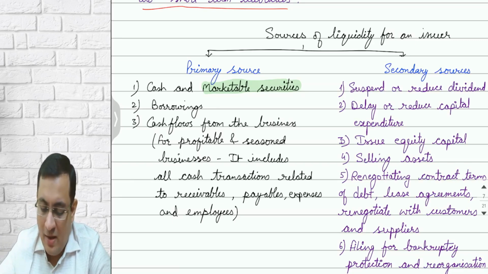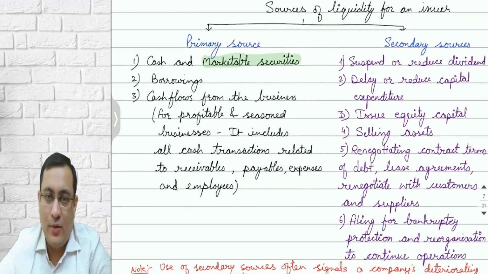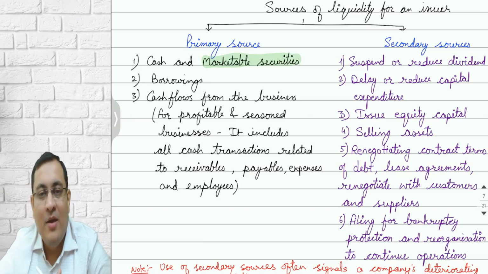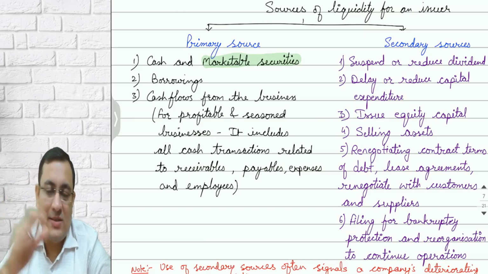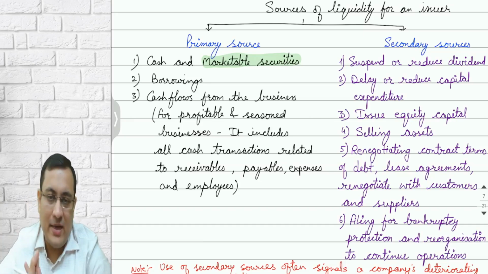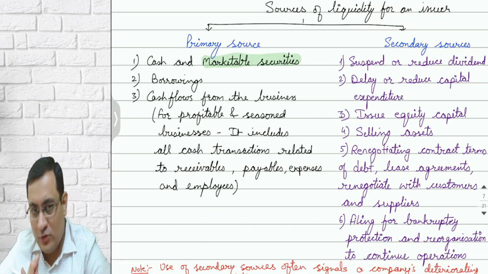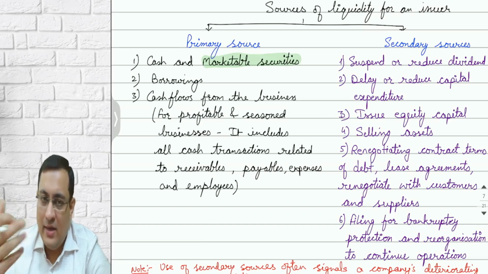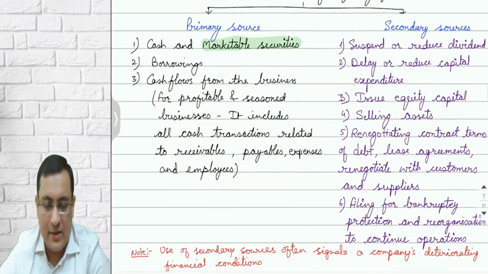Last one, if nothing is working out, now you can take help of law by filing for bankruptcy protection and reorganization, where all payments will be deferred to make the business sustain. So that can be the last, ultimate source for your liquidity. Of course, using the secondary source of liquidity is going to create negative signals in the market, in the investor community.